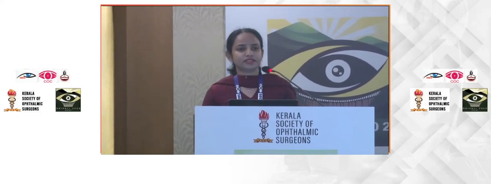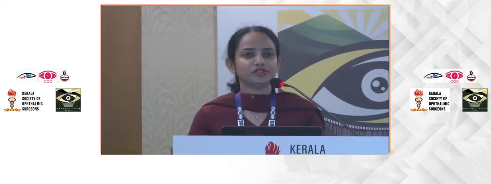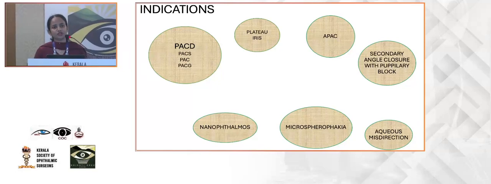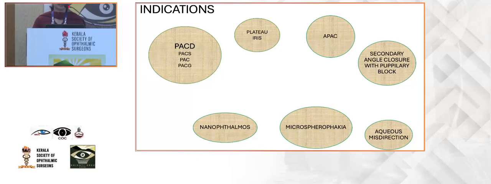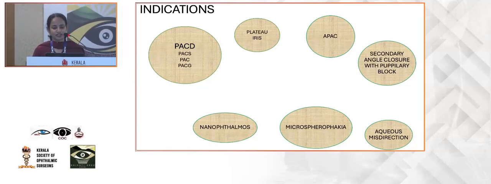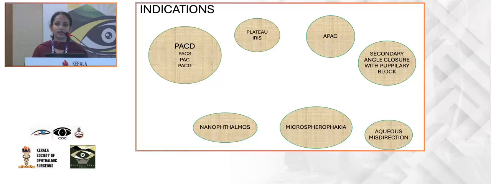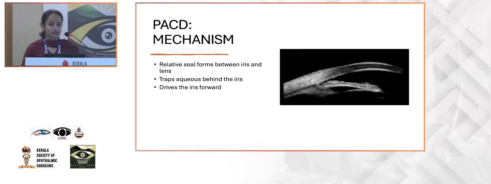So my topic is YAG PI in glaucoma, when to decide. Straight away going into the indications, primary angle closure disease is the most common indication for YAG iridotomy. Then we have plateau iris, which again belongs to primary angle closure. Then acute primary angle closure, secondary angle closures with pupillary block, and the less common indications include nanophthalmos, microspherophakia, aqueous misdirection, and all generation phakic IOLs.